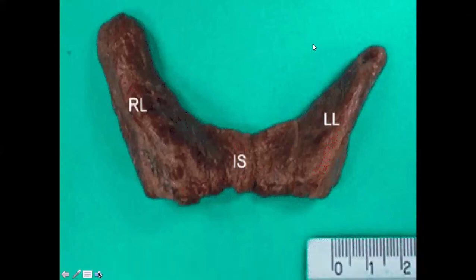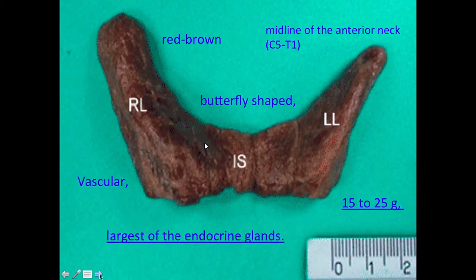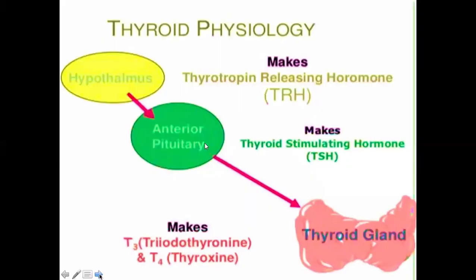It's shaped like a butterfly. It's an organ with a right lobe and a left lobe, separated by the isthmus. Grossly it is red-brown, very vascular, and located in the midline of the anterior neck, from C5 to T1. Normally it weighs 15 to 25 grams, and the thyroid gland is considered the largest of the endocrine glands.